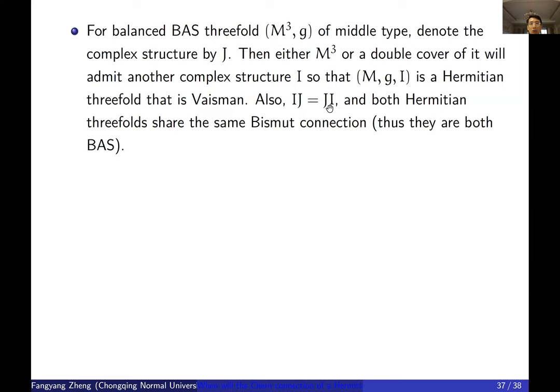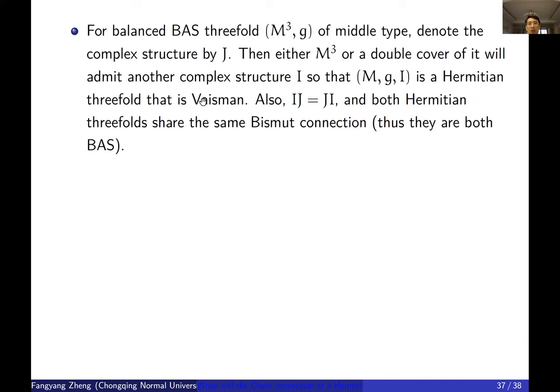So you get two different Hermitian threefolds with the same metric, right? But it's not like the hypercomplex case. In this case, they share the same Bismut connection. So even though they're different complex structures, they share the same Bismut connection, so therefore they're both balanced. The other one is actually a Vaisman manifold, a special type of Vaisman. It's exactly those Vaisman threefolds with abelian holonomy.